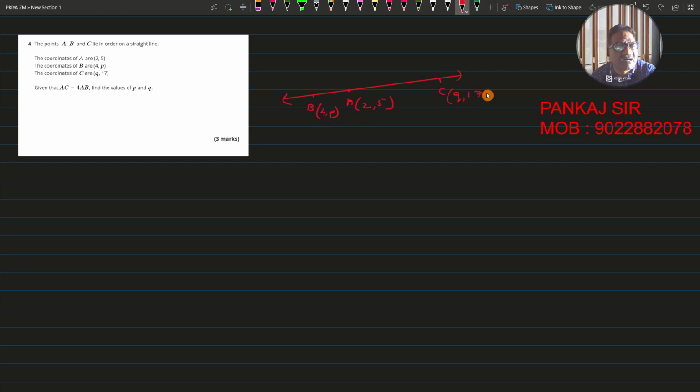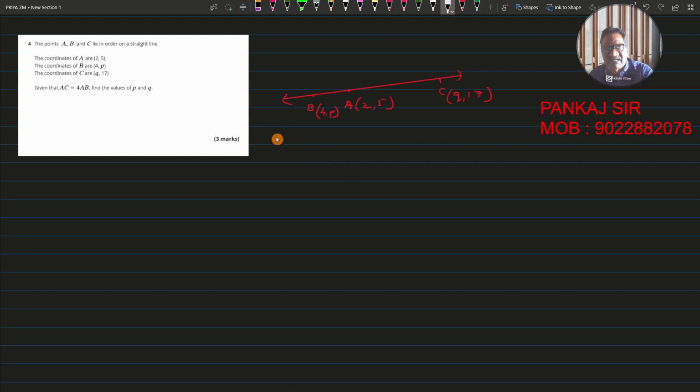Okay. So this is the information given. This is your A. So A, B, C are the 3 points on this line. And you are supposed to find out this P and Q. So let us get started.